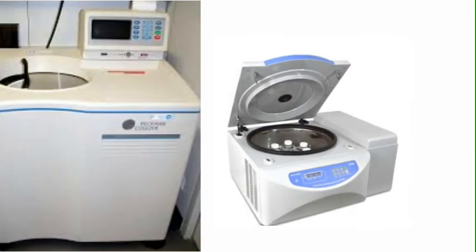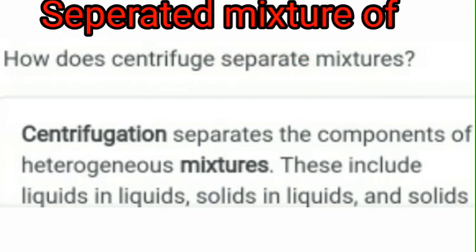Now, how can a centrifuge separate mixtures? Centrifugation separates the components of a heterogeneous mixture. When many substances are mixed with each other, that is called a heterogeneous mixture. These include liquids in gas, solids in liquids, and solids in gases and liquids.